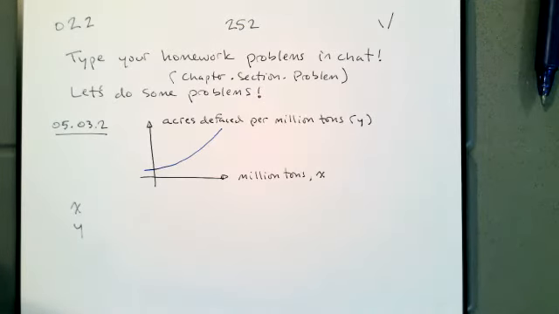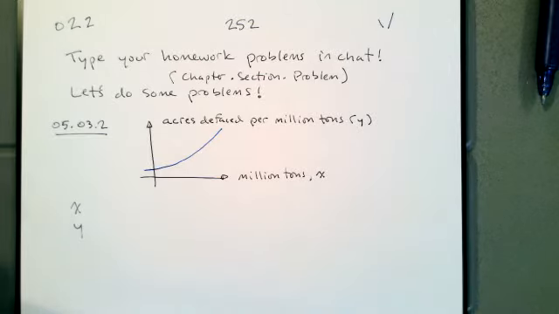Today, we're going to do some homework problems. This is the earliest one that we saw, Chapter 5, Section 3, Problem 2. We've got a graph of acres defaced per million tons. This is the rate at which we deface acres with respect to the million tons of coal that we're mining.